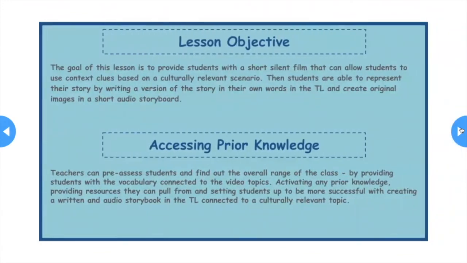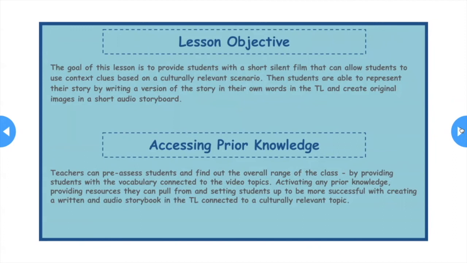The goal of this lesson is to provide students with a short silent film that can allow students to use context clues based on a culturally relevant scenario. Then students will be able to represent their story by writing a version of the story in their own words in the target language and create original images in a short audio storyboard.